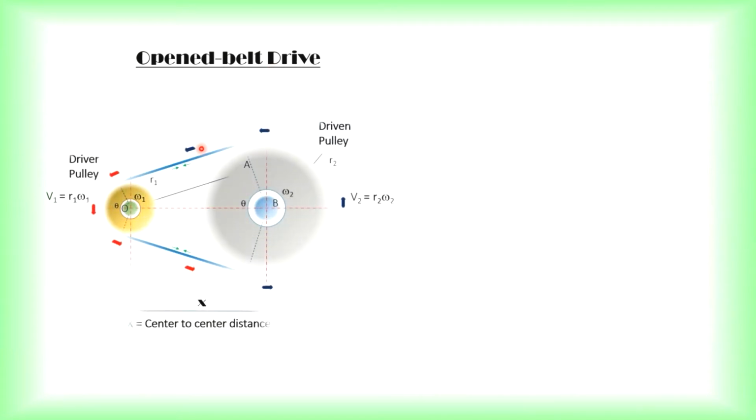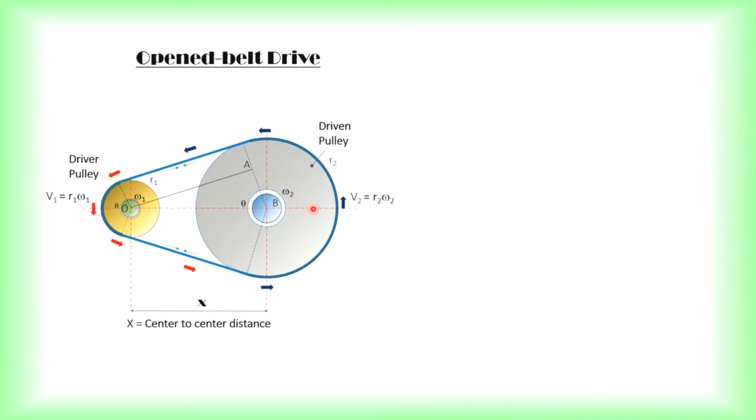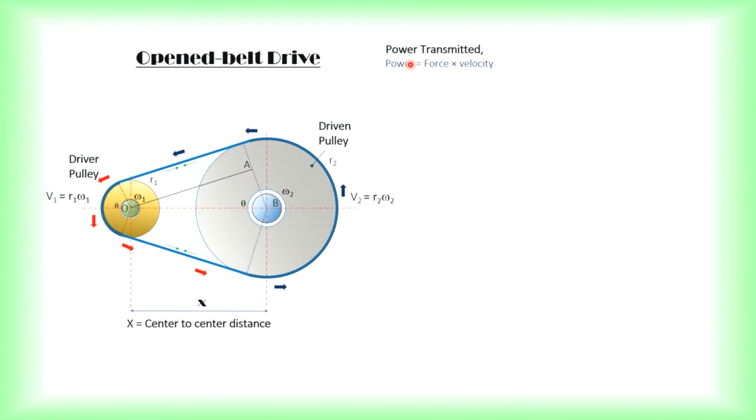Now, for open belt drive, this is an open belt drive again. What I need to explain is how to define the power that is going to be transmitted by either the open belt or the cross belt. Later on the next slide, we will be looking at the cross belt drive. But for both cases, power is defined as force times velocity, the power transmitted by the belt and pulley system.